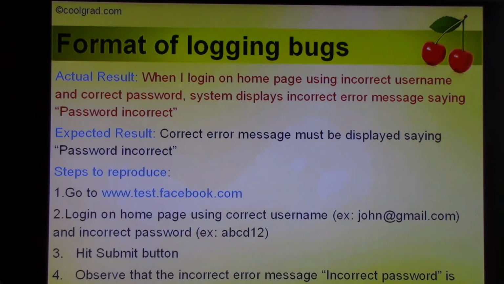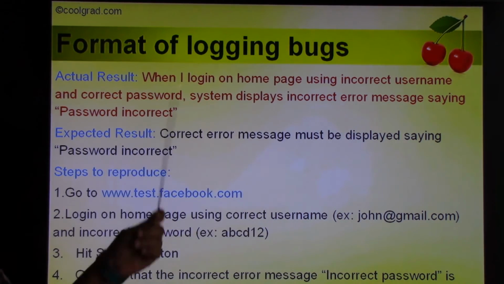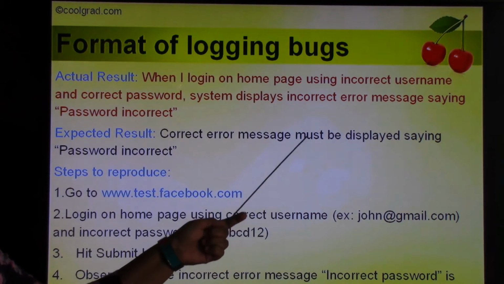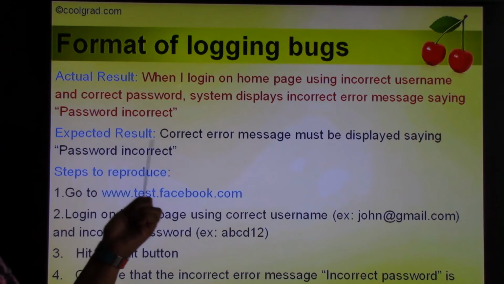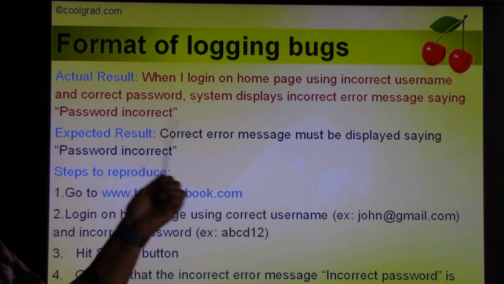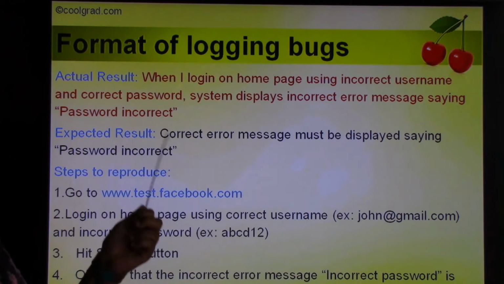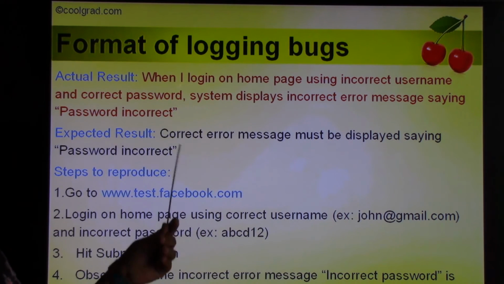For example, this is a sample bug. Actual result: when I log in on the home page using an incorrect username and correct password, the system displays an incorrect error message saying the password is incorrect. So we used the correct password and a wrong username. What was the error message supposed to say? Well, I think the correct error message would be that the username was incorrect. But the error message displayed says that the password is incorrect. That's wrong, because we used the right password but the wrong username. So it has to display the appropriate error message.